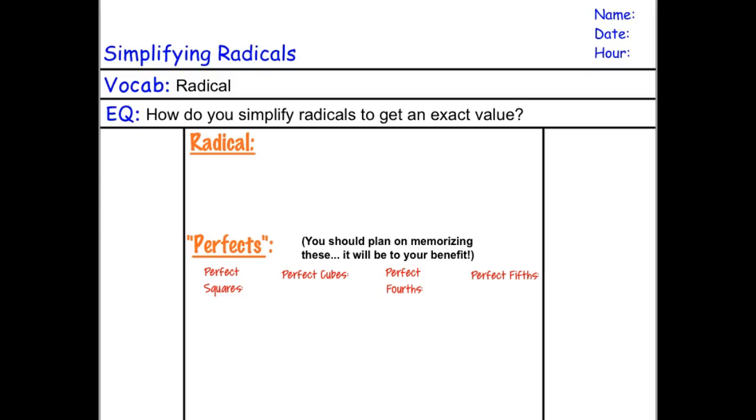Welcome to Unit 6. Unit 6 is all about quadratics. And quadratics, remember, are x squared functions. And so we are going to start with radicals because radicals undo quadratics. So what we need to know is what is a radical.